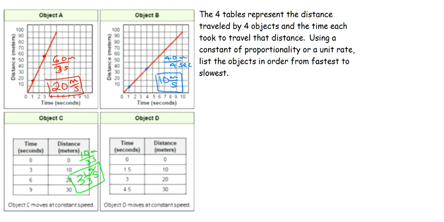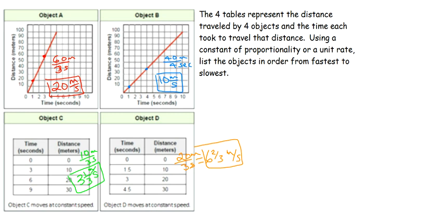Okay? And finally, in object D, again, I'm just going to pick any random one here. I'll pick 20 meters over 3 seconds. And that simplifies to 6 and 2/3 meters per second. Okay? Now, it's worth noting that if I had picked 10 over 1.5 or 30 over 4.5, I would get the same thing.